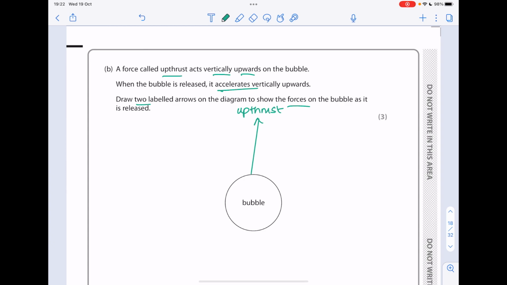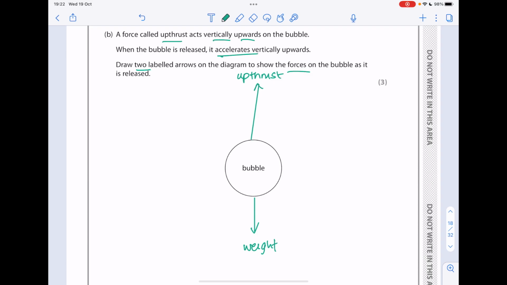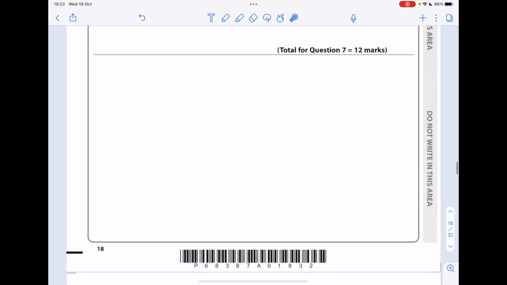What's going to be pulling the bubble downwards? Well, it's going to be the force of weight. And the third mark comes from the fact that that upthrust arrow is longer than the weight arrow, and I know why, because we've been told it's accelerating vertically upwards. So use all your clues to get those 3 marks.